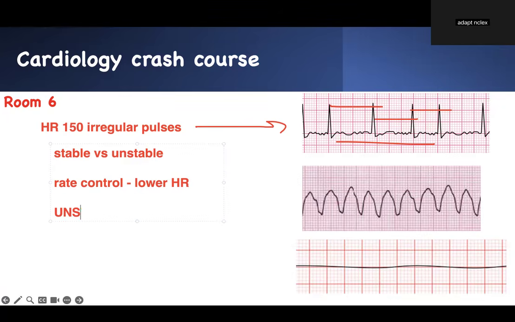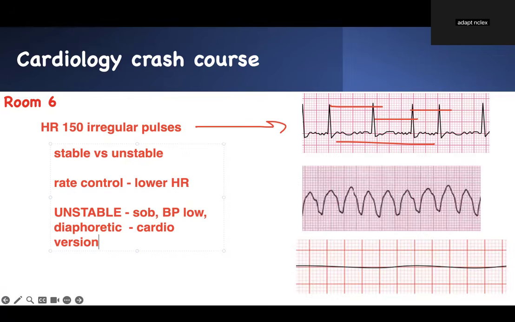But if the patient is unstable, what does that mean? Shortness of breath, the blood pressure is low, they're diaphoretic. Hey, I'm in trouble. What would I do? Would I give them medication? No. What do you need to do? Cardioversion. Synchronized cardioversion as much as possible.